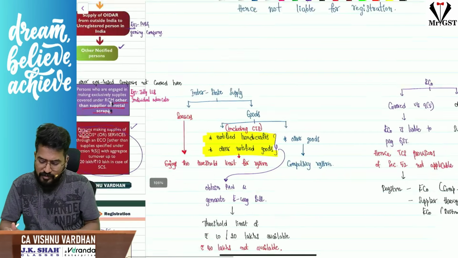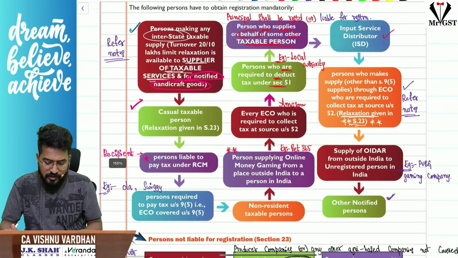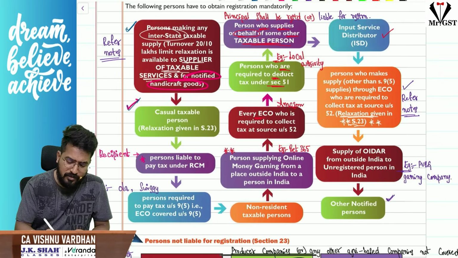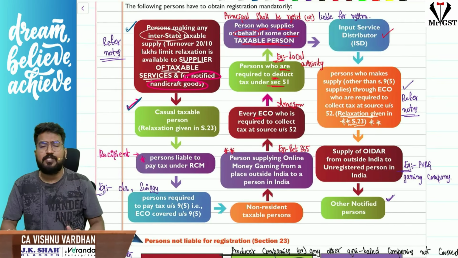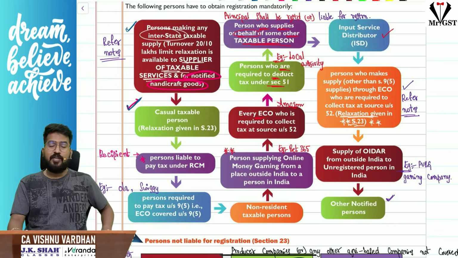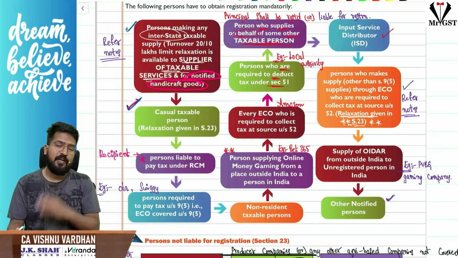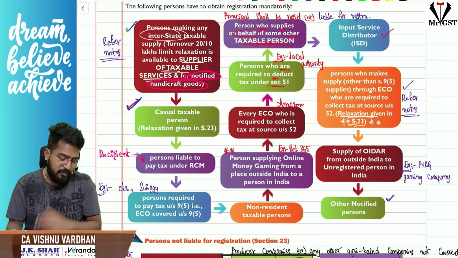Right. So that is with respect to the first point. Now the next one. Sir, casual taxable person. Casual taxable person is also the same story. With respect to notified handicraft goods, yes, he can enjoy the relaxation, but otherwise he has to definitely take registration. If he is dealing with notified handicraft goods, which means goods predominantly made by hand, at least 51% by hand and 49% machinery is fine.